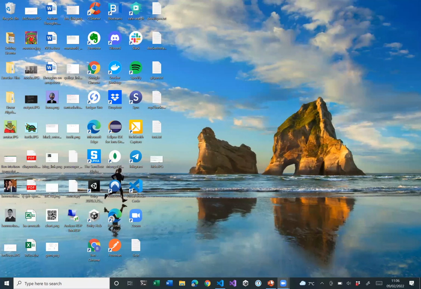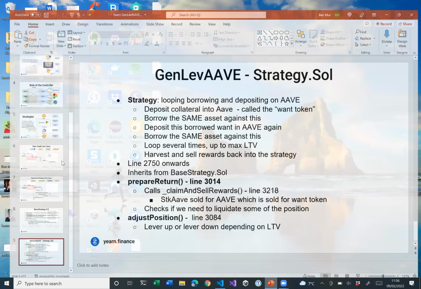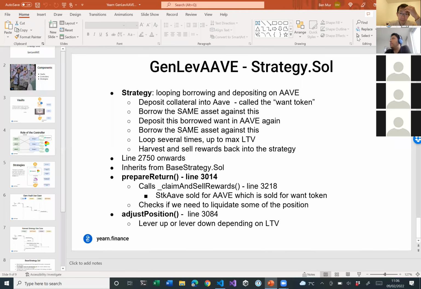You just need to enable participant screen sharing. Oh, yes. Yeah. Okay, can you see my screen? Yeah.